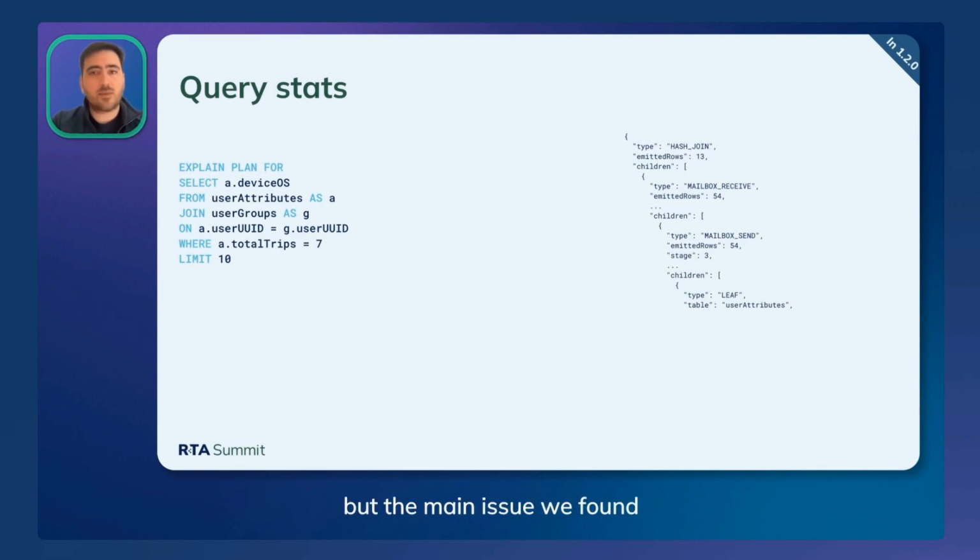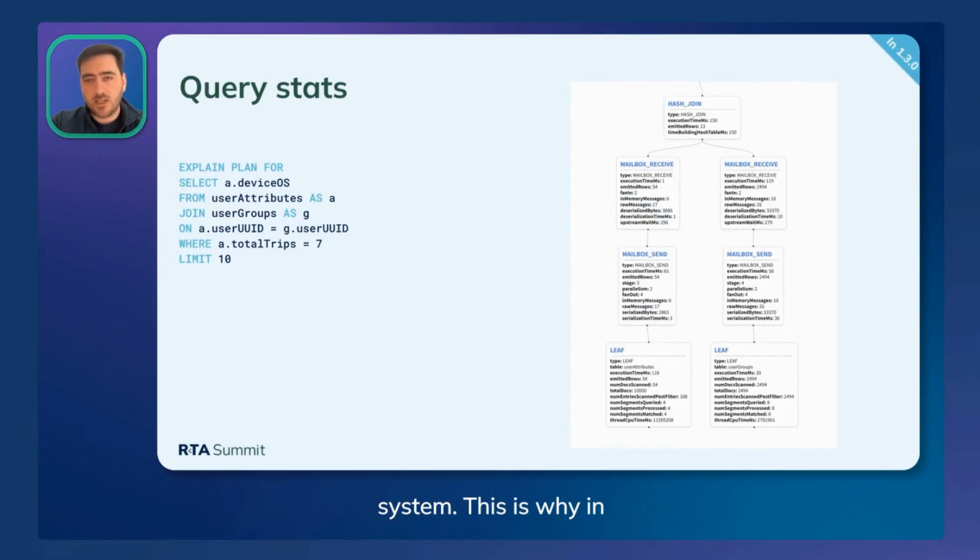This is very useful, but the main issue we found with that is that it's not very easy to read for humans. You can use some tools to analyze JSONs and draw that as a tree, and then you can analyze that. But we wanted to make the experience using Pinot easier and provide that by default in our system. This is why in Pinot 1.3 we introduced the new query stat visualizer. You can access that in the query UI.